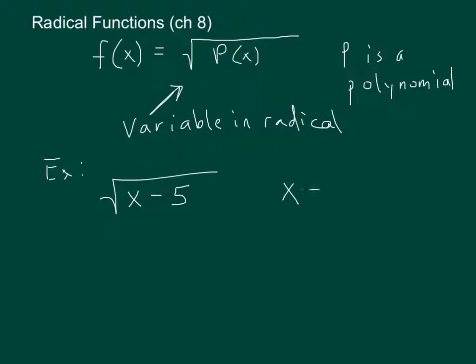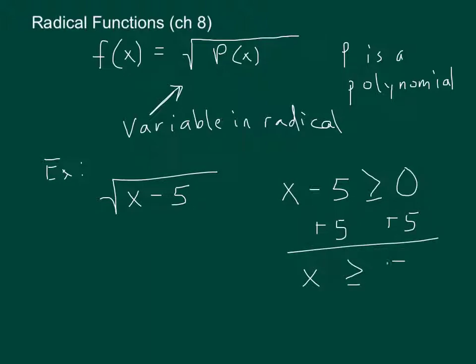So x minus 5 has got to be greater than. Now, can it be equal to 0? Yes, because can we take the square root of 0? Sure. The square root of 0 is 0. So in this case, x minus 5 has to be bigger than or equal to 0. So that means I add 5 to both sides, I get x is greater than or equal to 5.